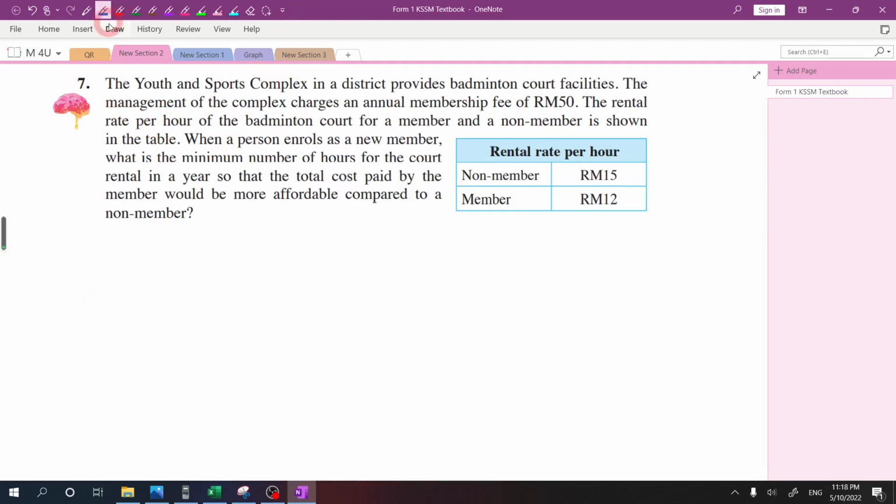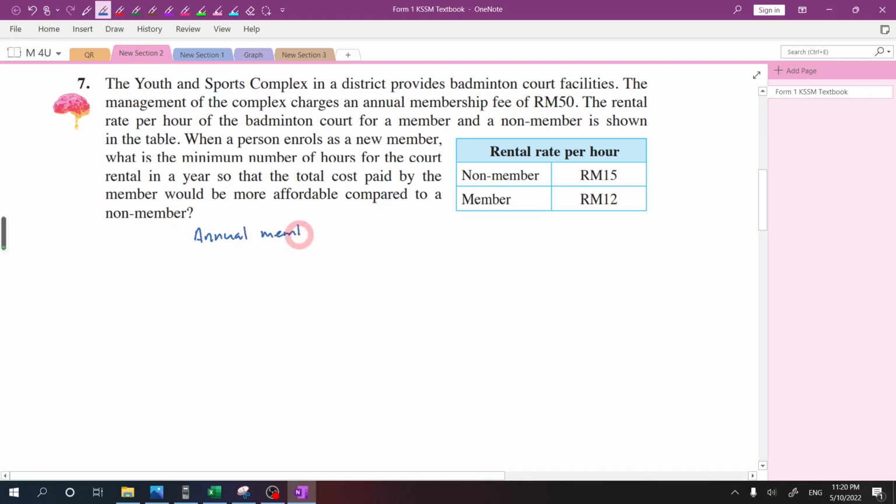Okay, now let's look at question number 7. The youth and sport complex in a district provides badminton court facilities. The management of the complex charges an annual membership fee of 15 ringgit. Okay, let me write down this important information first.